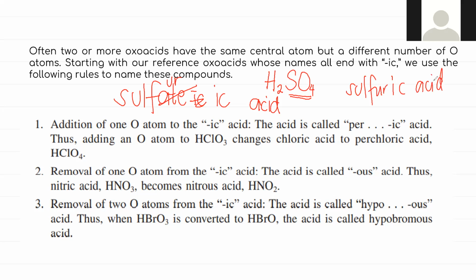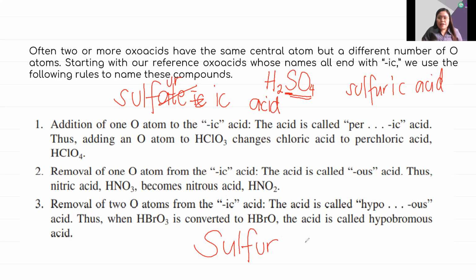Or, so you won't get confused, you can use my first guideline. You start with the central element. The central element is sulfur. Then we add IC, and then the word acid. So, sulfuric acid.